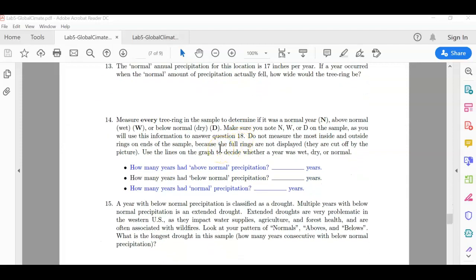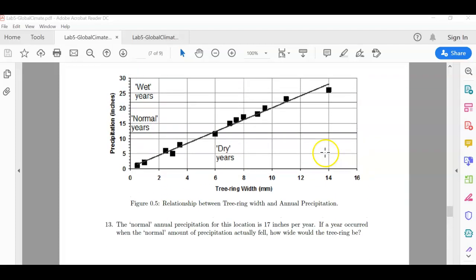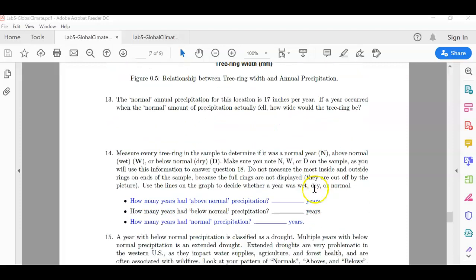Okay. Use the lines on the graph to decide whether that year was wet, dry, or normal. By those lines, they mean these ones. So if the millimeter range was between 0 and 6, it's going to be a dry year. If the millimeter measure was between 6 and about 11, that's going to be a normal year. And if it was above 11, it's going to be a wet year.